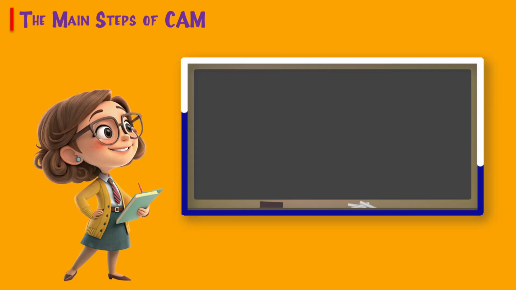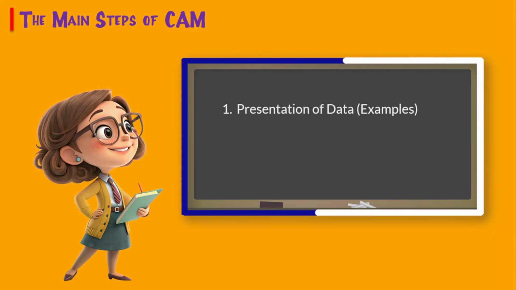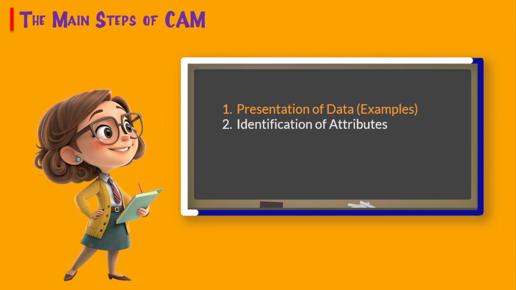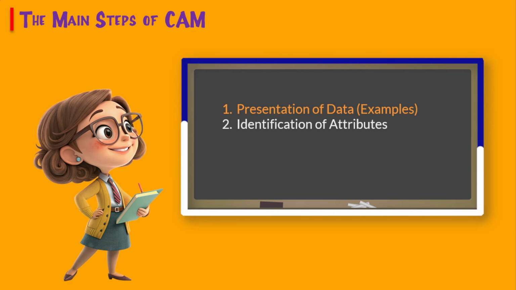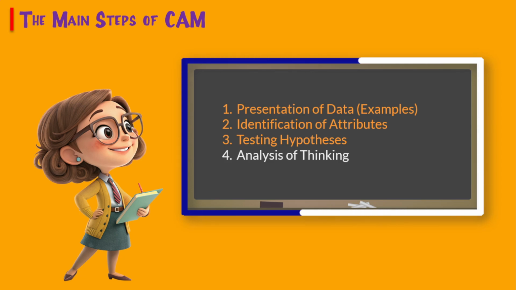The main steps of the concept attainment model are: first, presentation of data, that is examples. Second, identification of attributes. Third, testing hypothesis. And fourth, analysis of thinking.